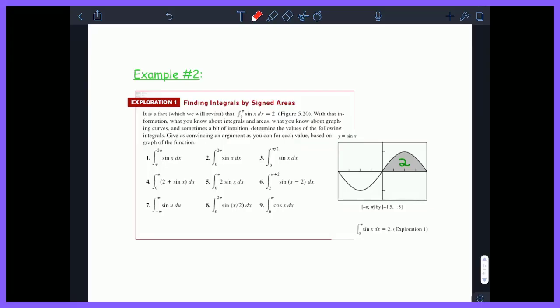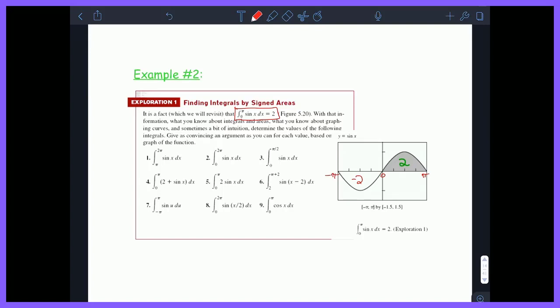Example 2 says the integral from 0 to pi of sine x dx is equal to 2. We can go ahead and use that fact that from 0 to pi the area is 2. Since we know that sine is odd, I can also conclude that if this is 0 to negative pi, this is the same area but negative, so it would be -2.